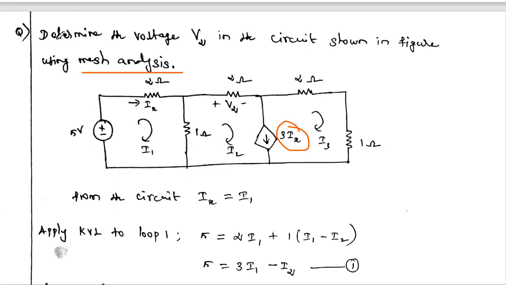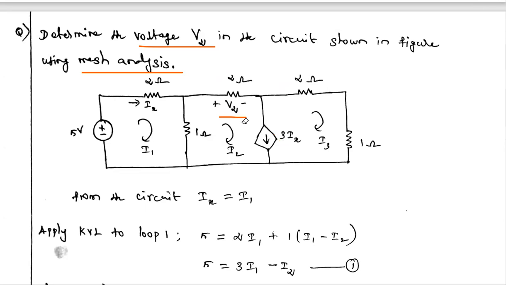Here the question is: determine the voltage V2 in the circuit shown in the figure. So where is V2? This is V2, the voltage across this 2 ohm resistor, which we have to calculate using mesh analysis. And here you see the diagram.